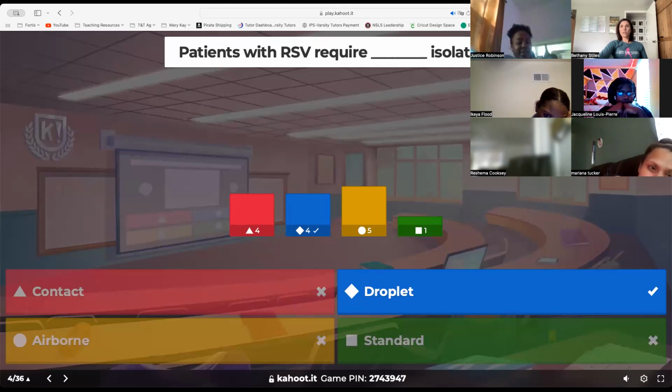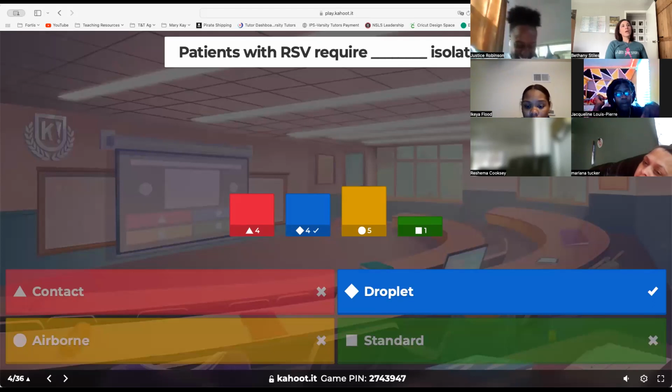So I think I actually said this wrong in class. RSV is going to require droplet isolation. So with those respiratory, when they cough, we need to watch for those droplets. So we will have to do gown, glove, mask, goggles for these patients.